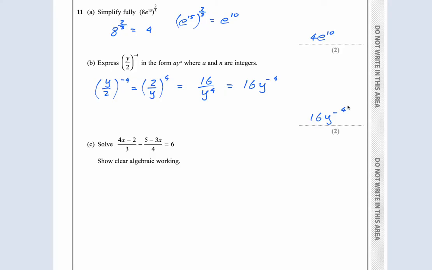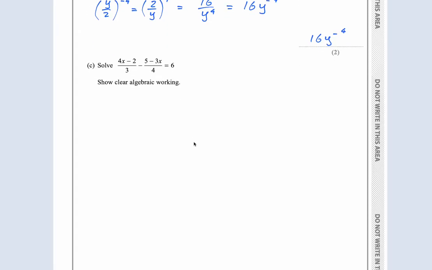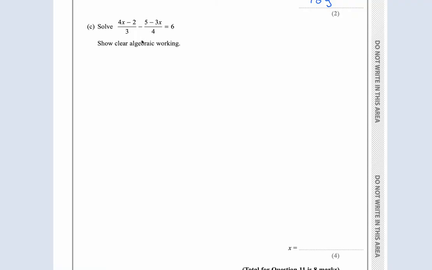Part C, solve this, show clear algebraic working. Okay, so guys, your calculator can solve this quite cleverly without showing it working. Some calculators can, at least. You have to show the working, and it's very clear. It says show clear algebraic working. Okay, there's a few different ways to do this. You could get a common denominator and work it out like that.